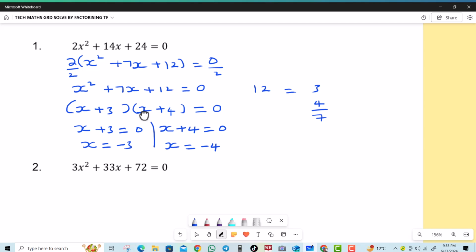Our last example. If you check here again, we have a common factor. We can take out a 3. When you take out a 3, in brackets it's going to be x squared plus 11x plus 24 equals 0. So now I can divide through by 3.